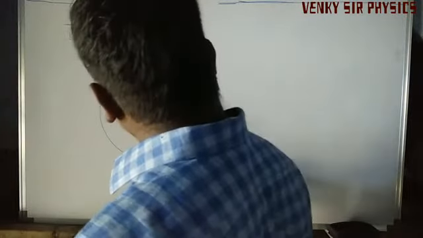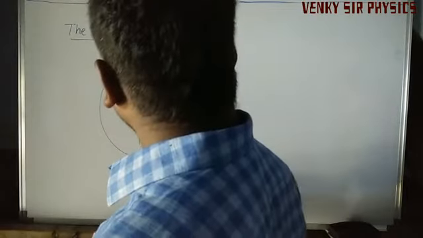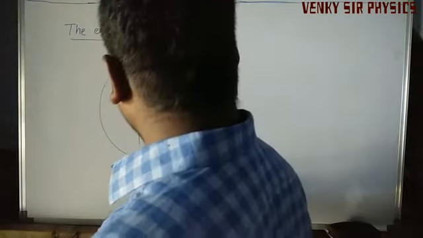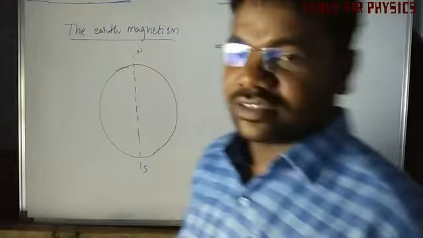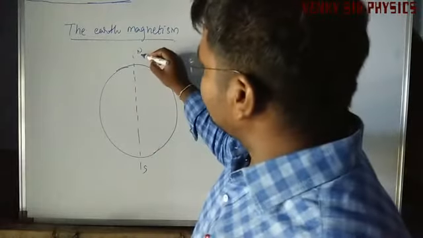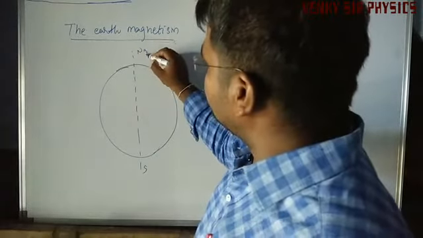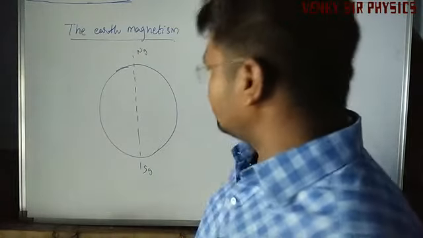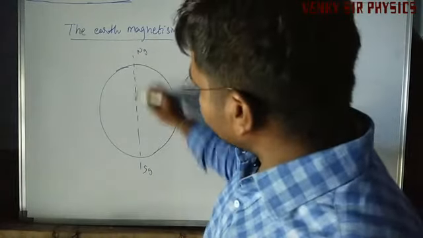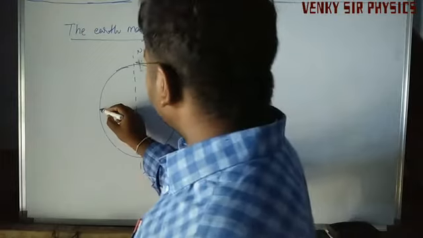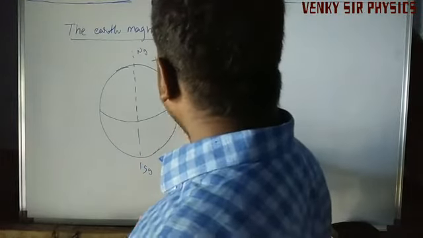So this is the Earth. We know that: north, south. Understand? So here it is geographic north, geographic south. Understand? Geographic meridian.